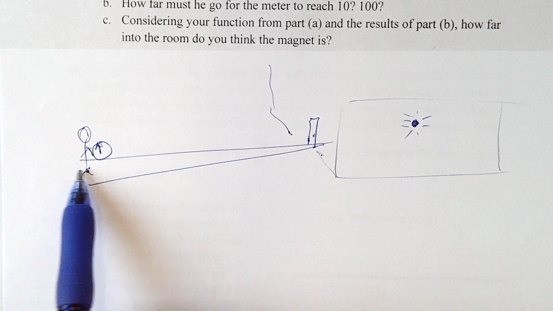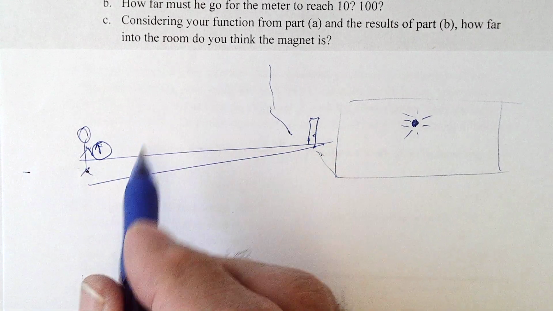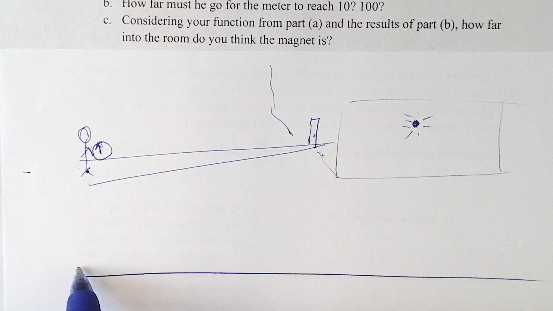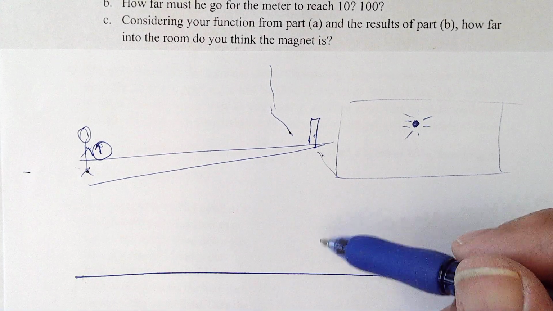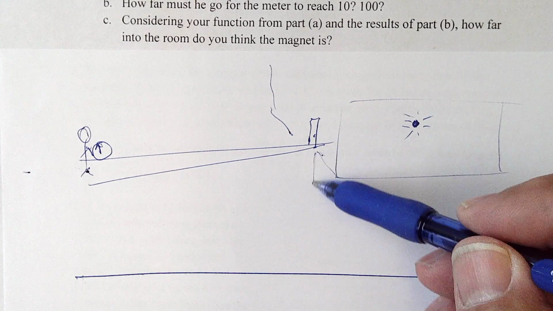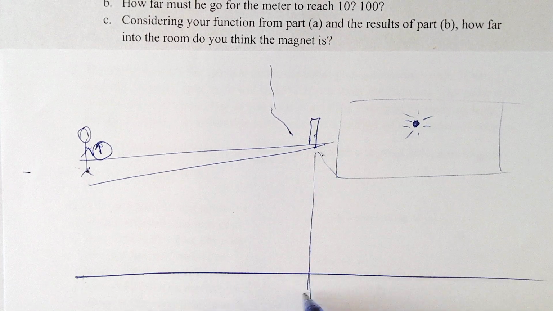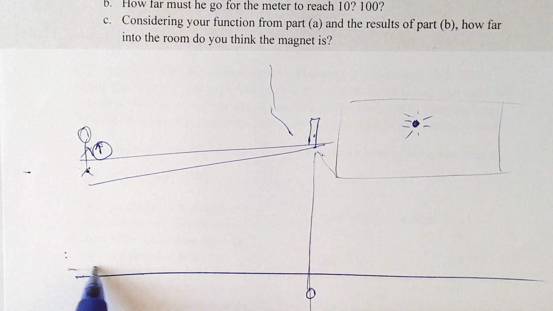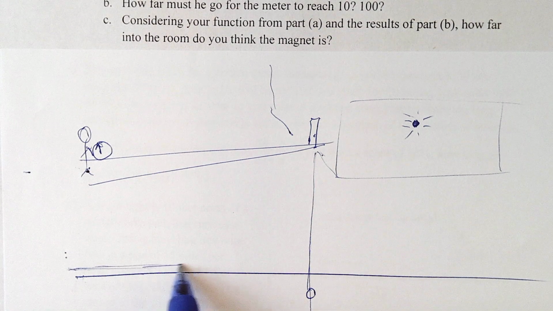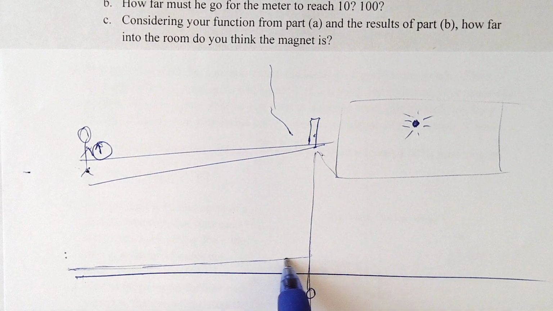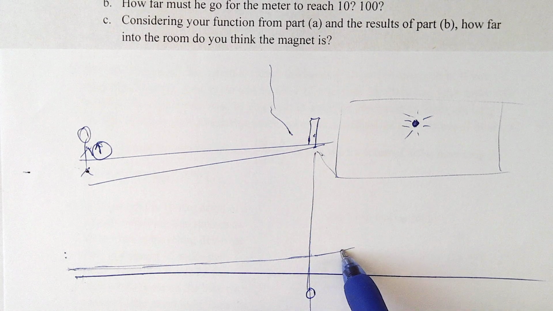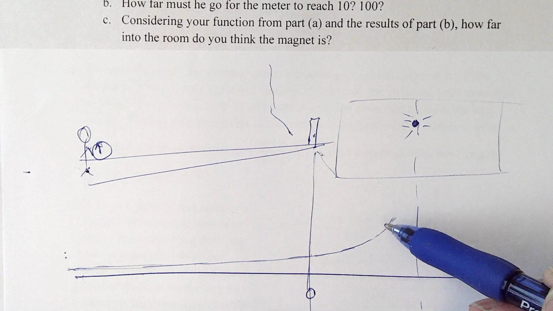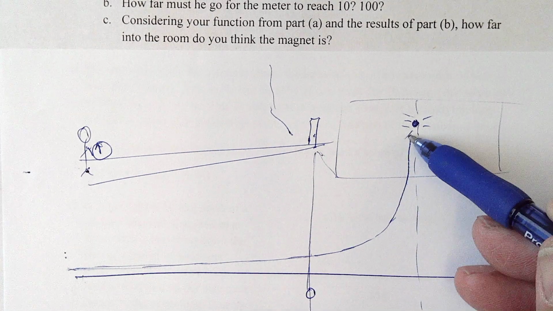And it says that the person's way far out here and the meter reads, I'll make a graph, the meter reads 0.2. And they want you to think of the doorway as where X is 0. And so way out here, it's measuring 0.2, and as you get closer to the source, the strength starts going up until you get to where the source is. It gets really, really large.